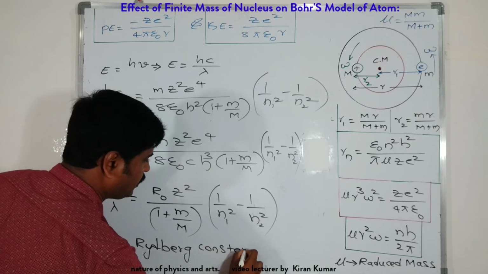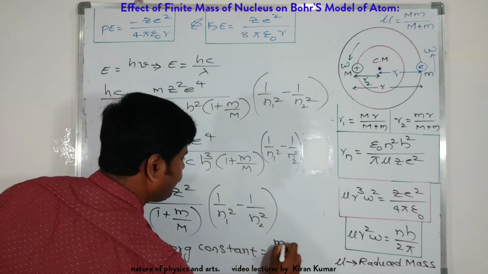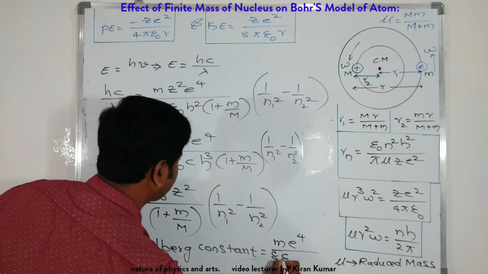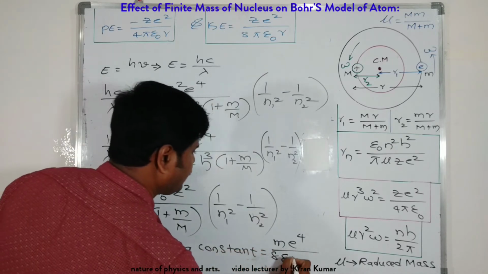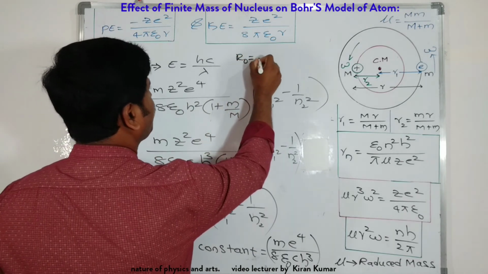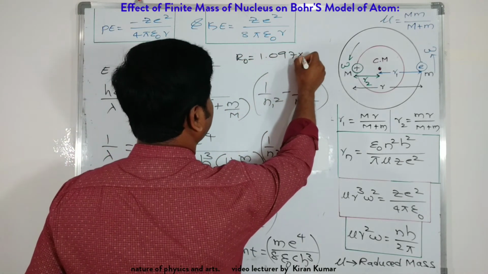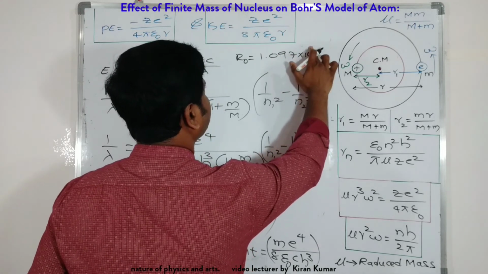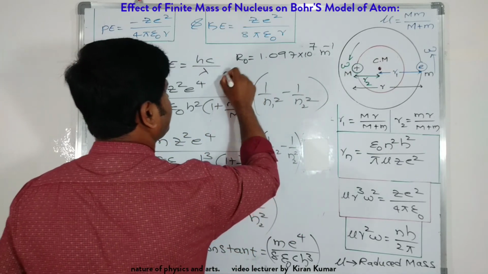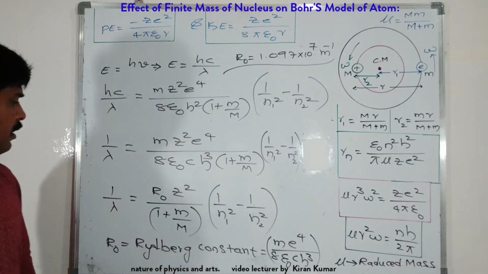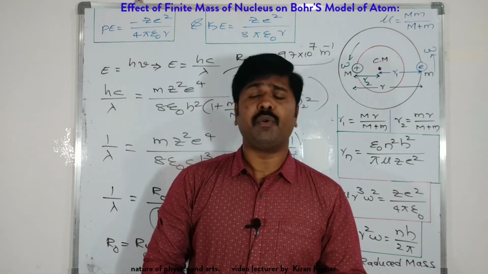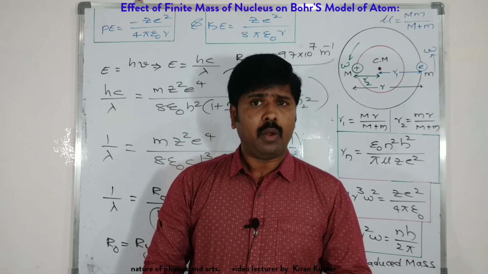The Rydberg constant value is m e to the power of 4 divided by 8 epsilon naught c h cube. Here R naught is equal to 1.097 into 10 to the power of 7 per meter. So this is the value of the Rydberg constant. This is the wavelength emitted as a photon when an electron jumps from a higher energy level to a lower energy level.